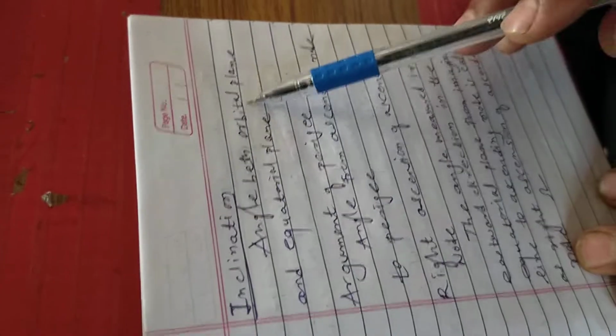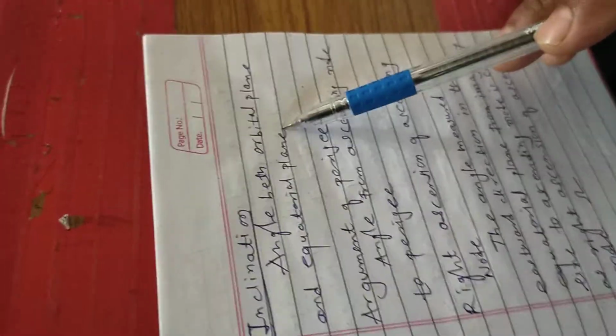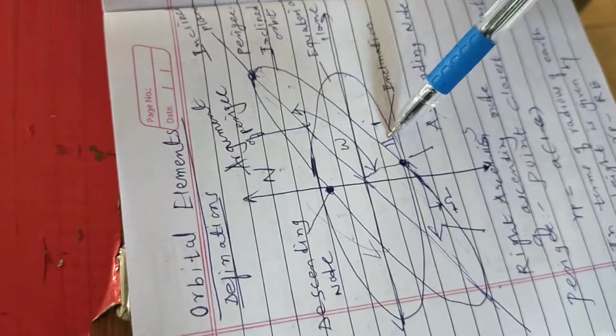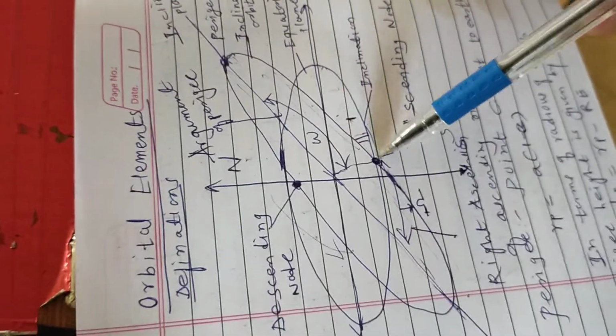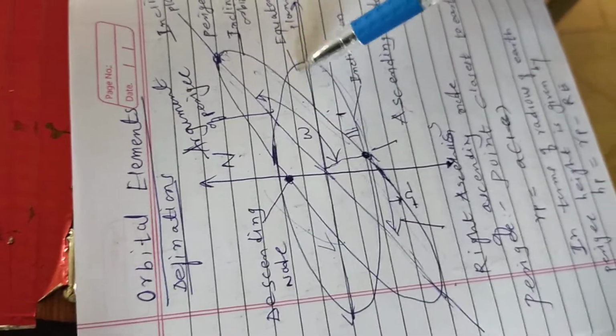Then next, inclination. The angle between the orbital plane and the equatorial plane is called the inclination. This is the inclination line, the angle between the inclined plane and the equatorial plane.